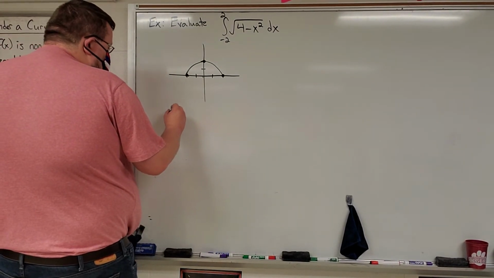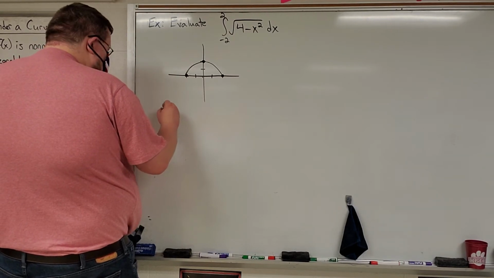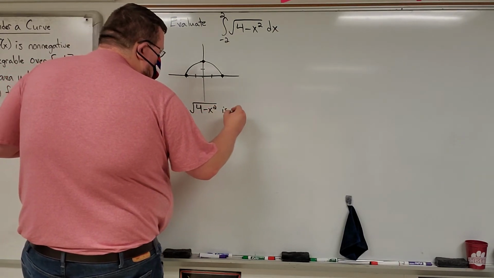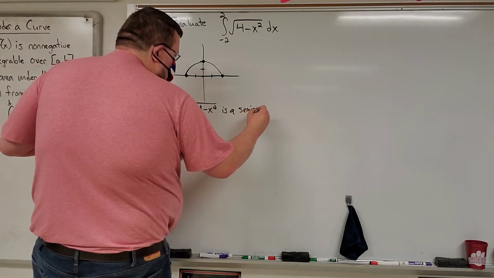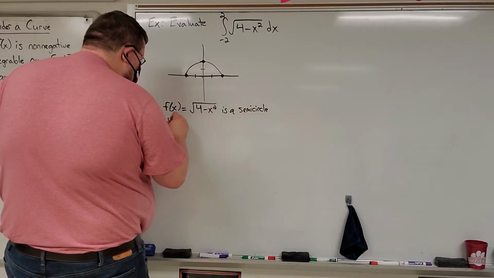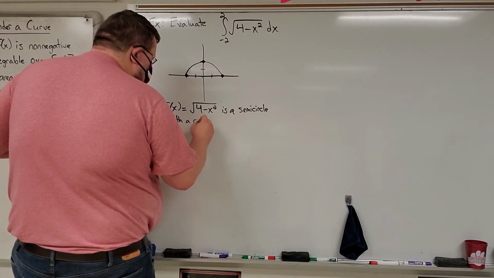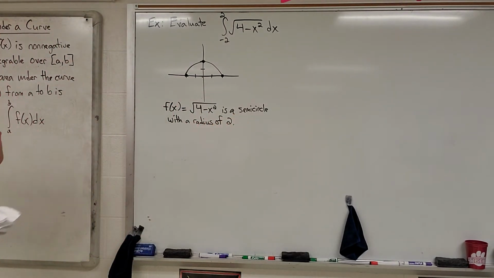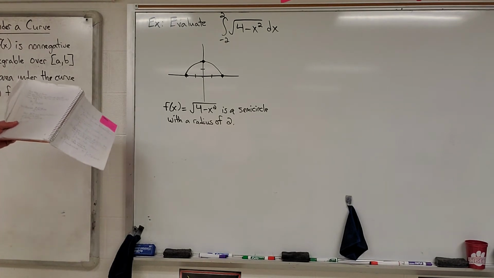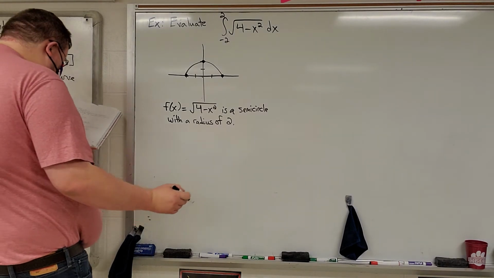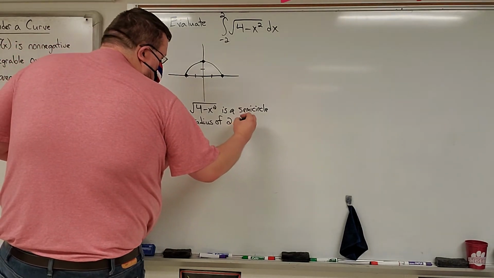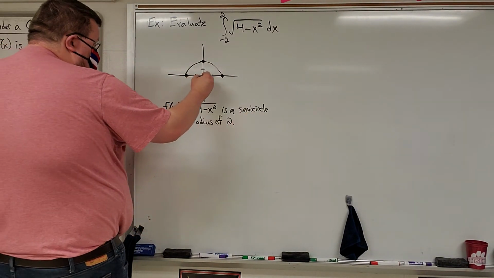So this function, f of x equals the square root of 4 minus x squared, is a semicircle with a radius of 2. Well, we can find the area of a semicircle because we can use the area of a circle formula and just take half of it, because a semicircle is just half a circle. And it's centered at the origin too, by the way.